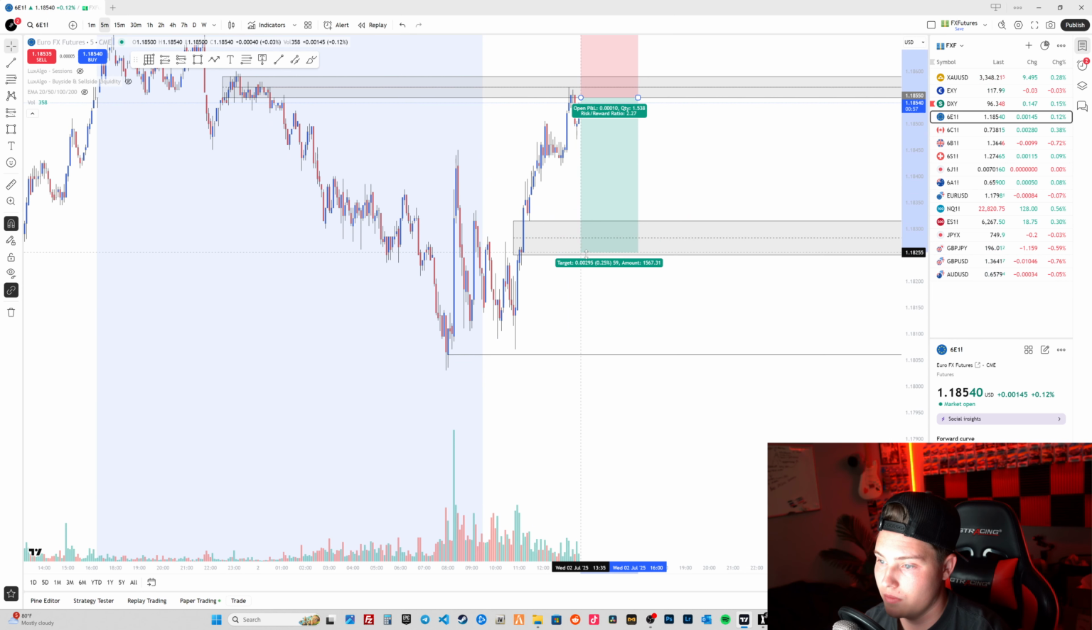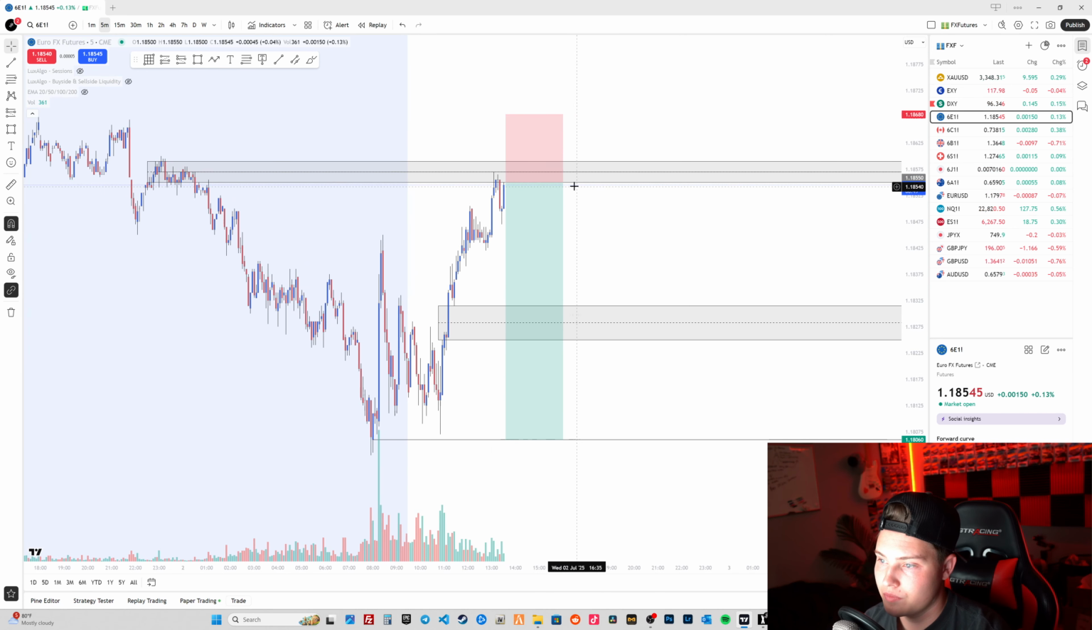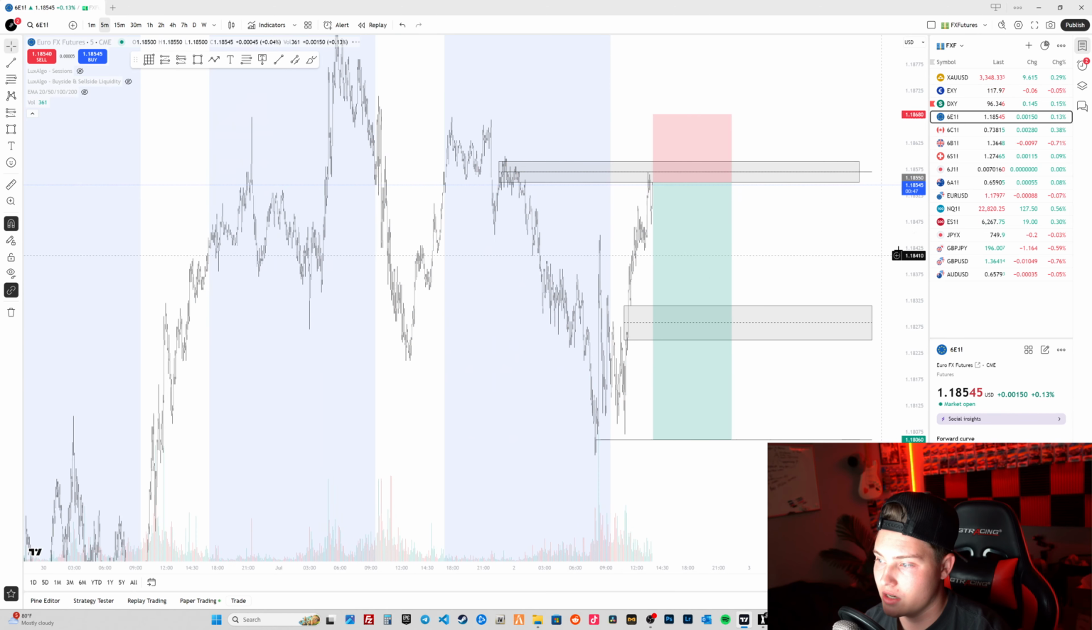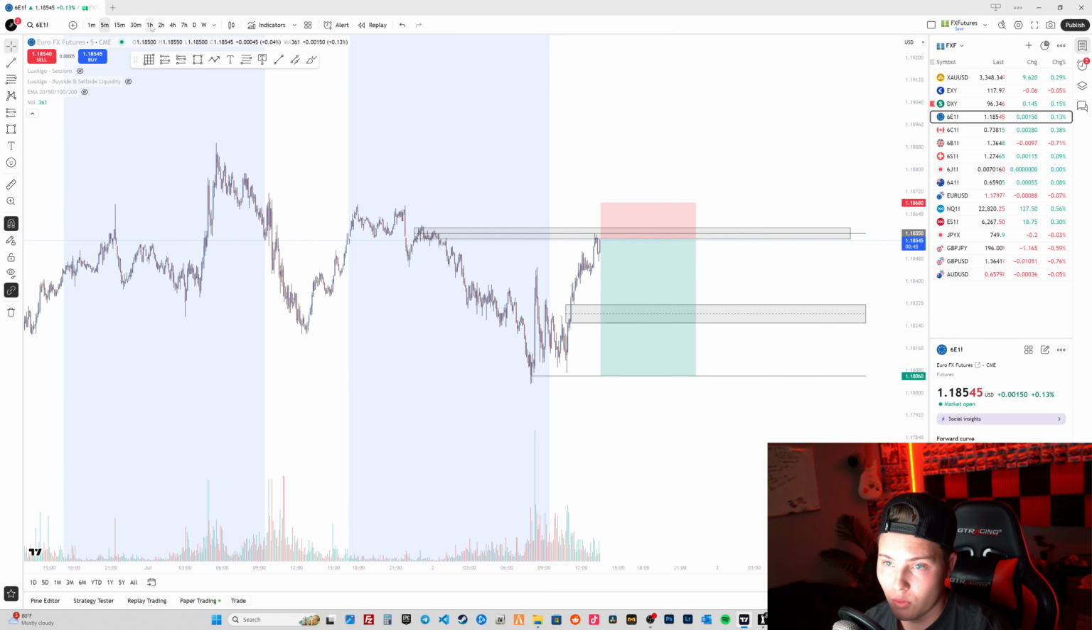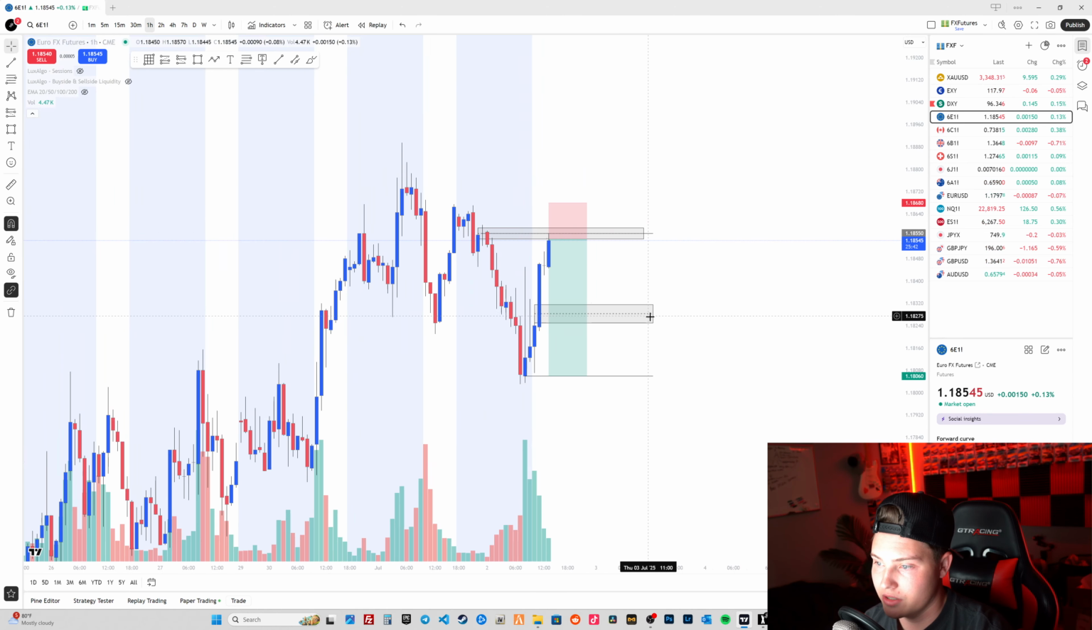So this is a 2R. And then all the way down here is a nice solid 3.8R. Huge risk reward for me. So this would be a very solid setup, right? And this also supports the trend, if we go back to the hourly, right?